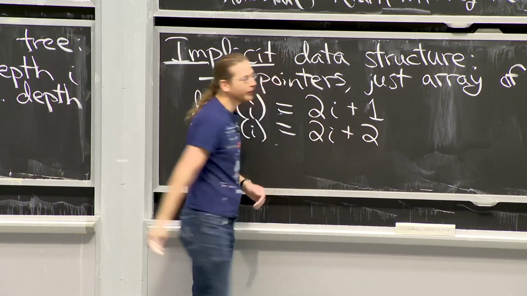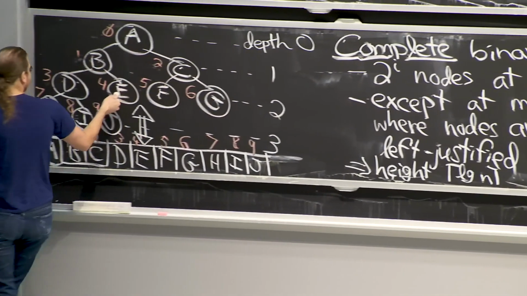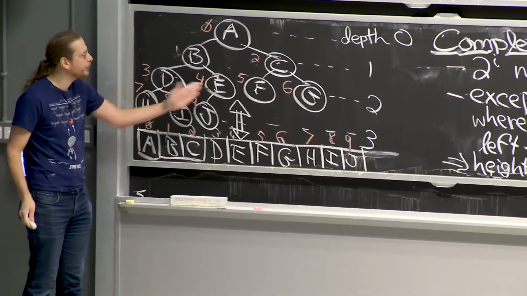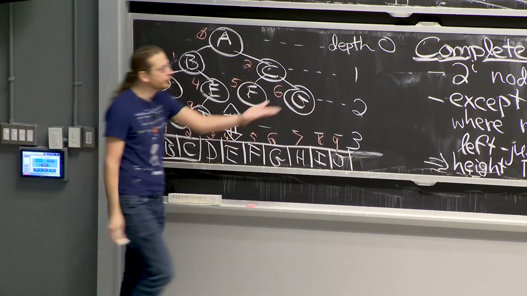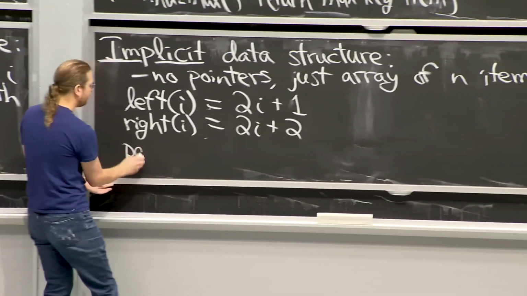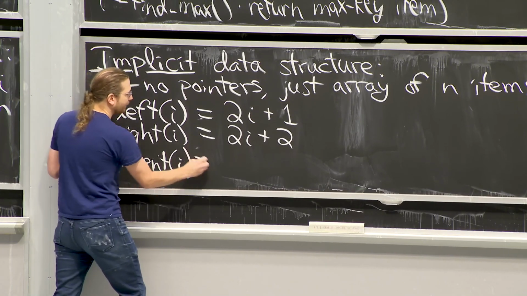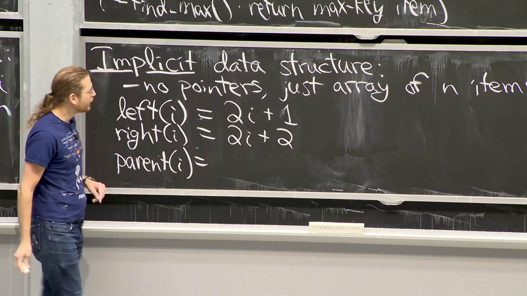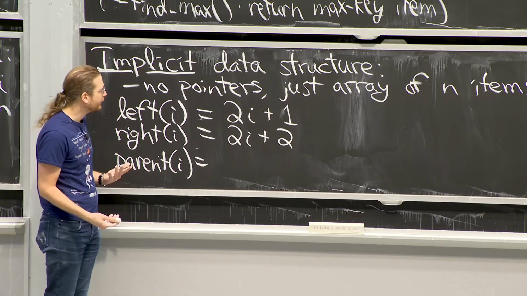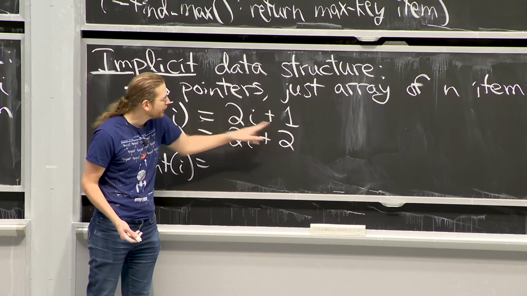One more. Because we're writing things left to right in depth order, the right child is the right sibling of the left child, so it's just one larger. Okay, given those rules, we can also compute parent. It's whatever is the inverse of both of these functions, which I want to divide by 2 at some point. But I want to get back to i given 2i plus 1 or given 2i plus 2.